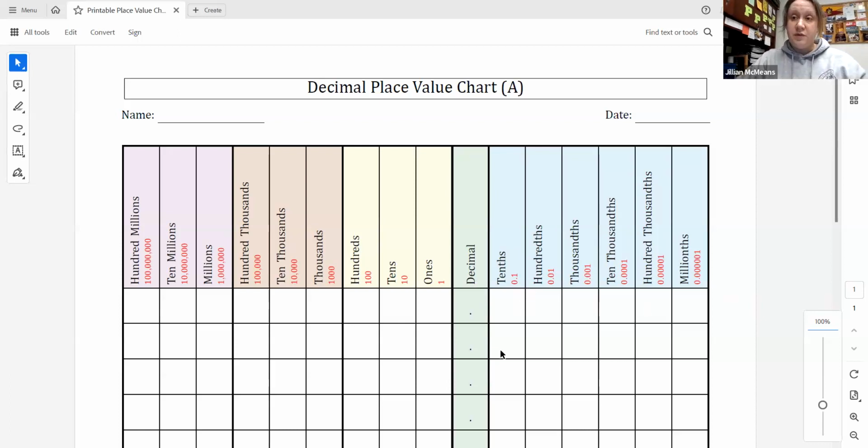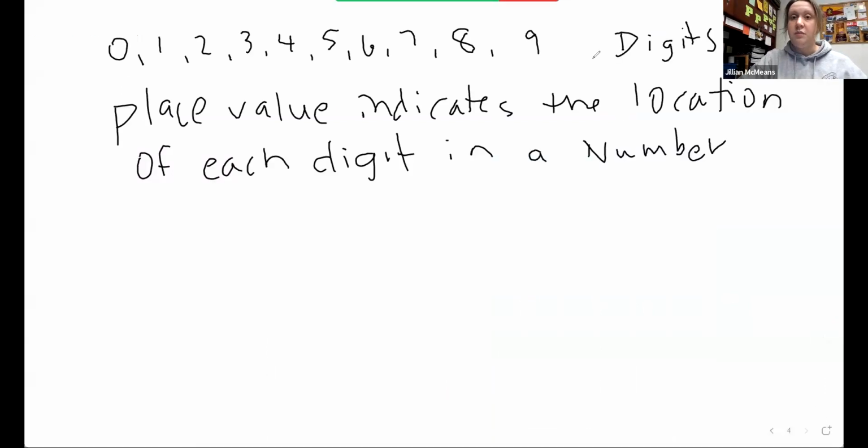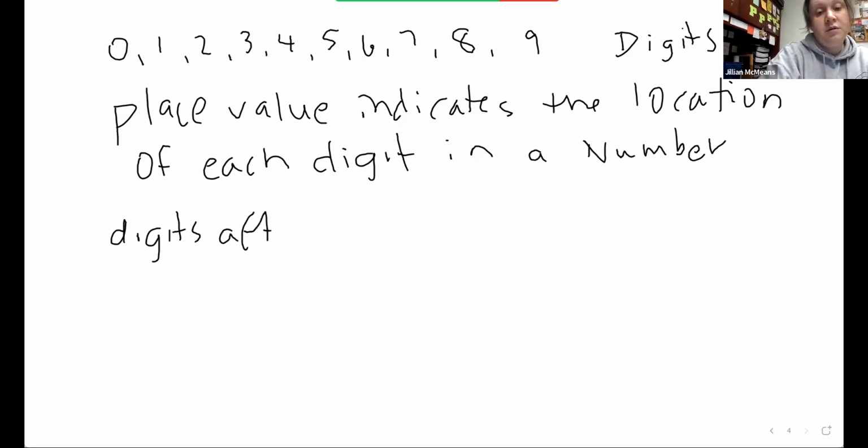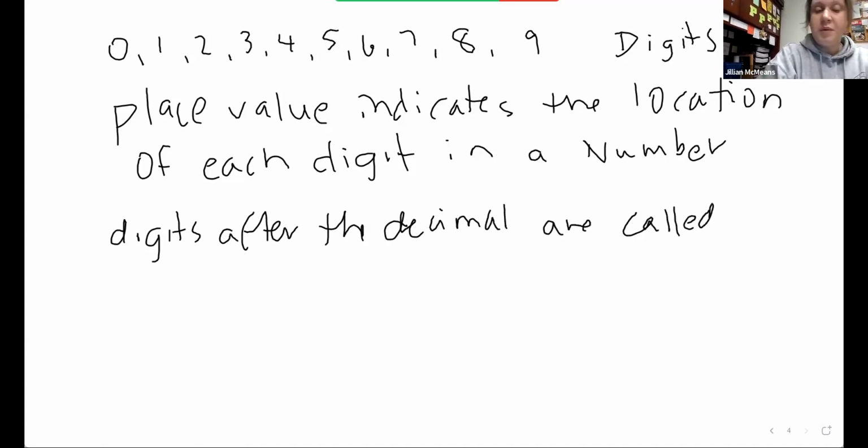Okay, so you do need to be familiar with place value, because place value is a huge part of rounding, which is what we're going to talk about in just a bit. Okay, so let me go back to the whiteboard. So there's your place value chart. It is something that you need to be pretty well familiar with. Okay, refer to the chart as needed. Okay, so again, place value indicates the location of each digit in the number. Digits after the decimal are called sometimes decimal places.